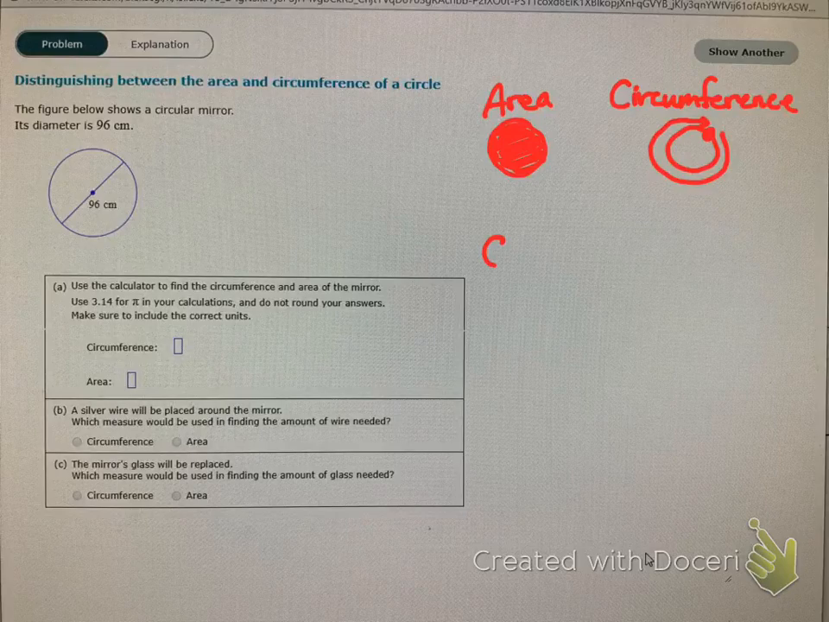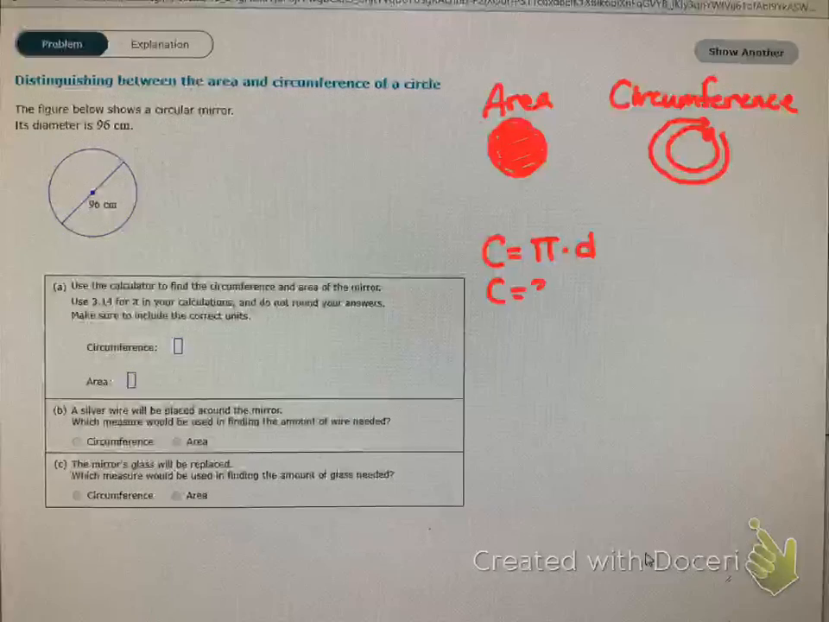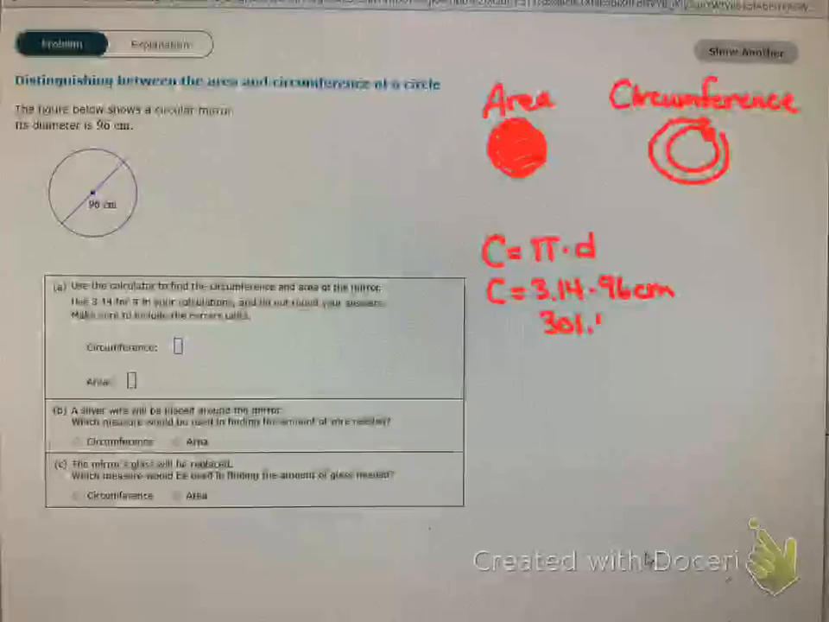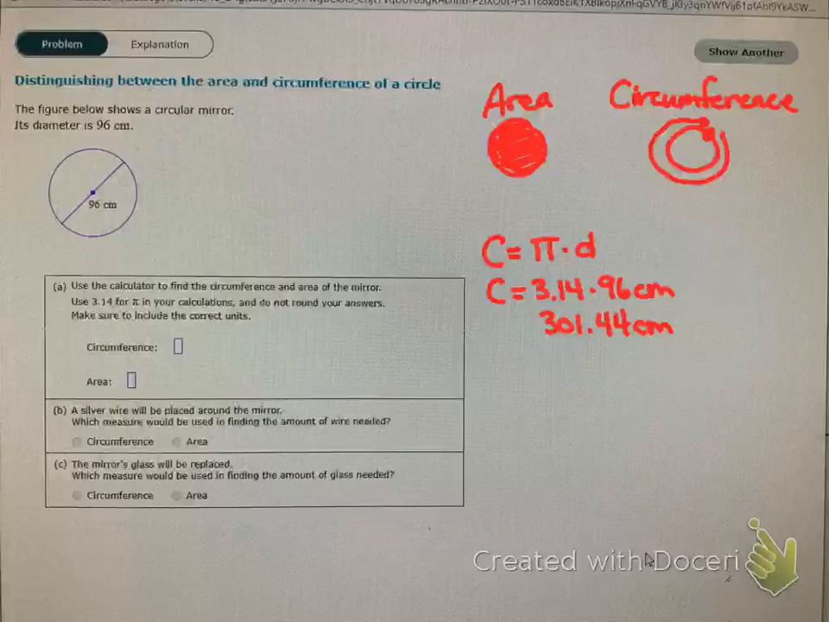So circumference equals pi times the diameter. So the circumference is going to be 3.14 times the 96 centimeters. And so when I quickly calculate that, we get 301.44, and that's just centimeters because there's only one in the problem.